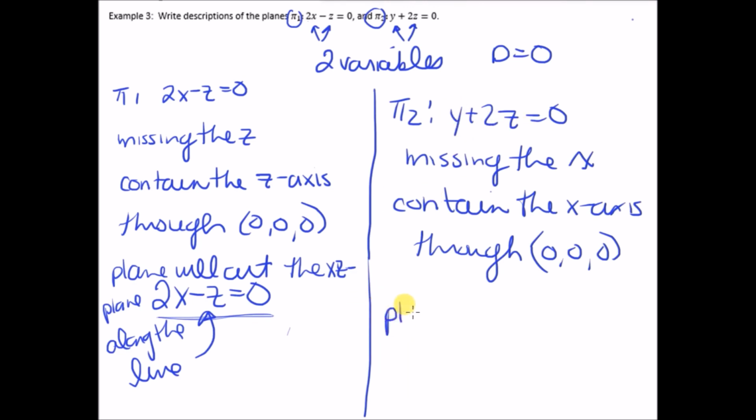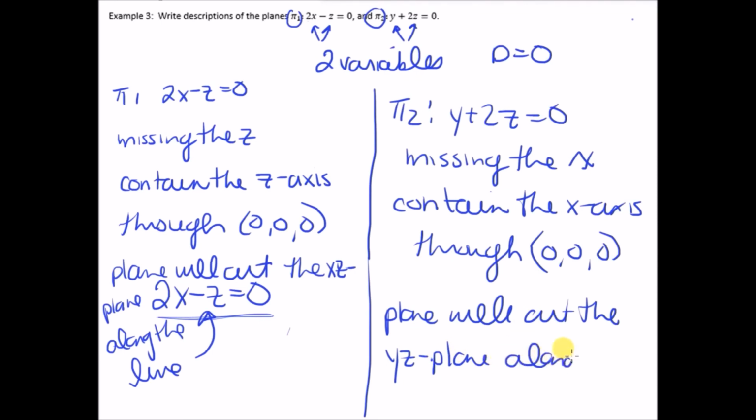Likewise, plane 2, we have y and z. So our plane will cut the YZ plane along the line y plus 2z equals 0. And that's it. There's a description of these two planes and how they look.